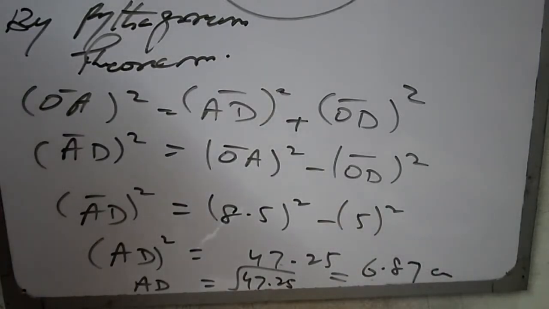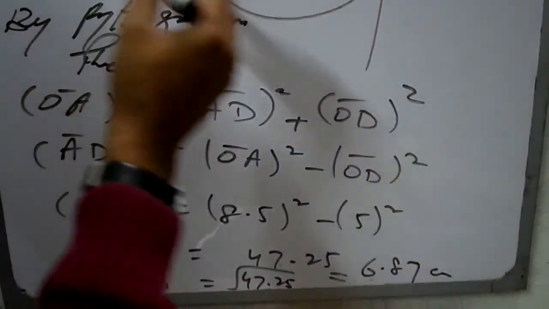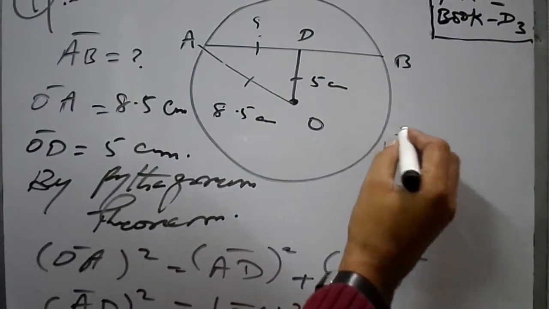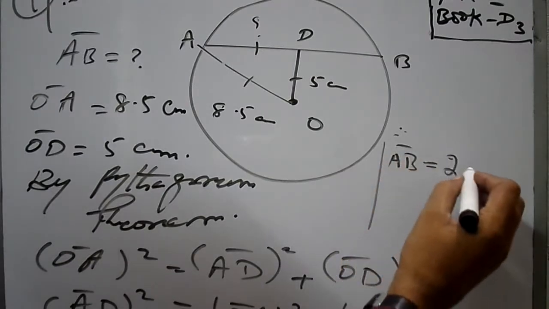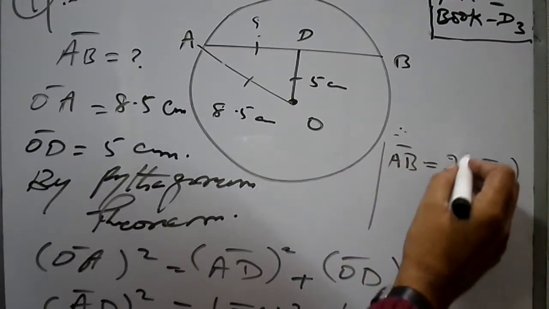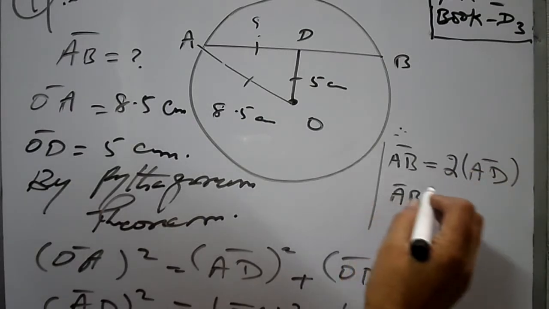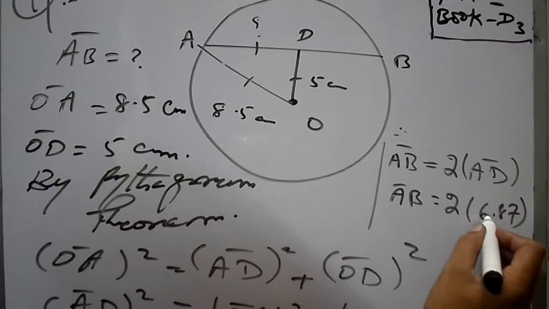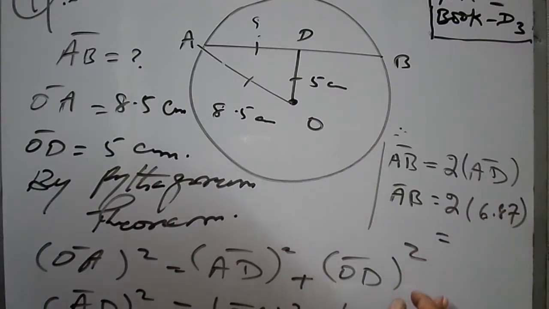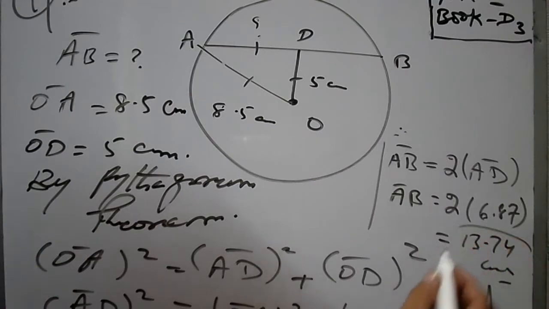As I have already told you that we have to find the value of AB and we have to multiply. Therefore, the value of AB is equal to twice the AD. So the value of AD we have just calculated, that's why we have to multiply 6.87 with 2. So you will get the result, that is 13.74 centimeters. So that is your required result.